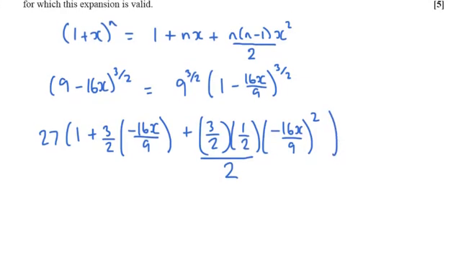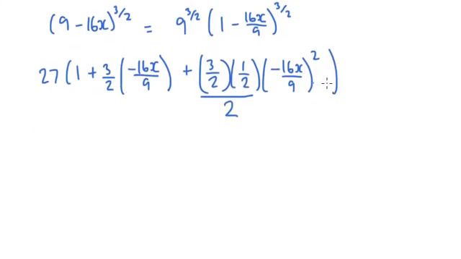Close my bracket. So next job I'm going to do is just tidy these terms up here. Leave the 27 for now. So that's just 1. Minus for the next term, this is going to be 48 over 18, which simplifies to 8x over 3.